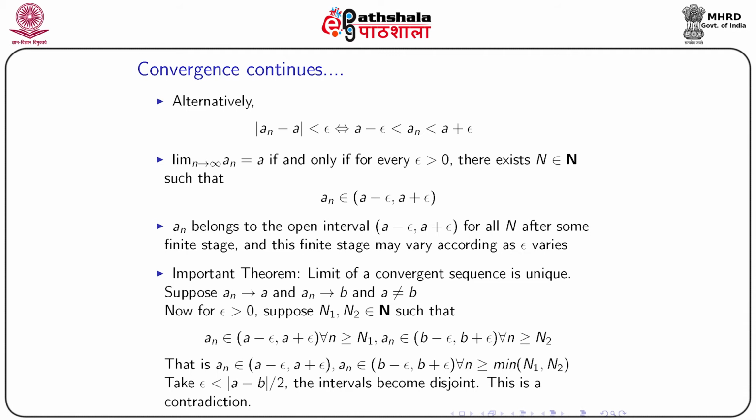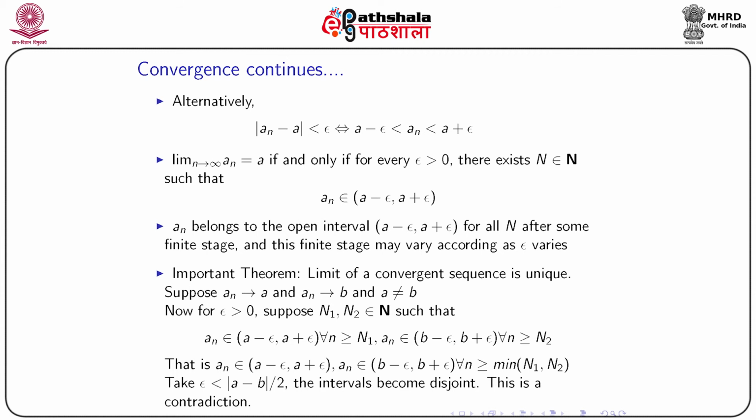Now we can define this convergence in other ways also. Alternatively, we say that whenever n is greater than capital N, then mod of an minus a is less than epsilon. That means an lies between a minus epsilon and a plus epsilon. So we define in this way that limit n tends to infinity an is equal to a if and only if for every epsilon greater than 0, there exists capital N belonging to the set of integers such that an belongs to the open interval a minus epsilon to a plus epsilon.